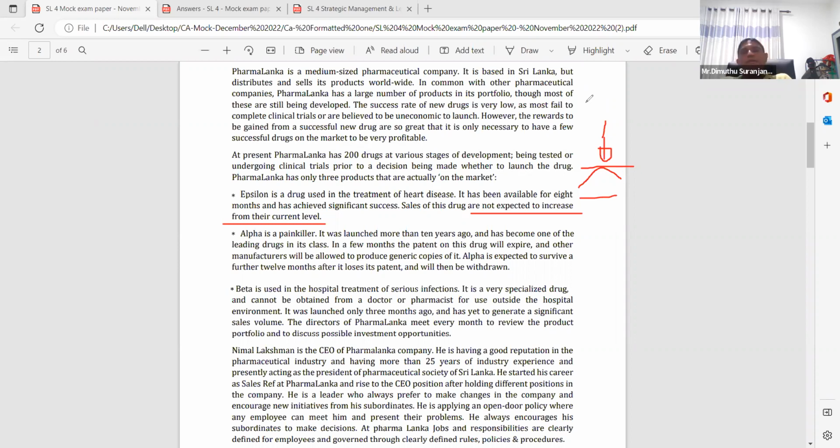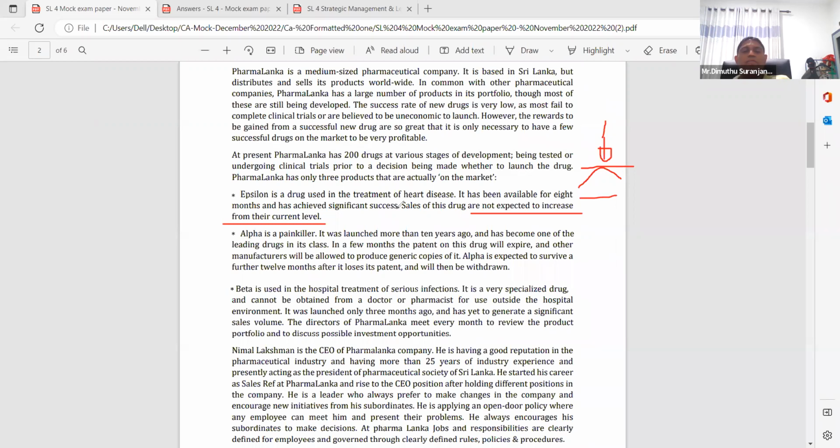Normally sales peak at the mature stage. So epsilon should be in the mature stage. That is just a guess. We'll check with the examiner answer later.